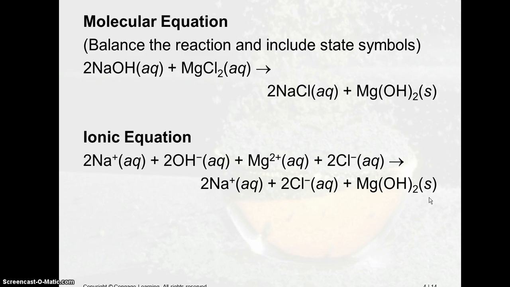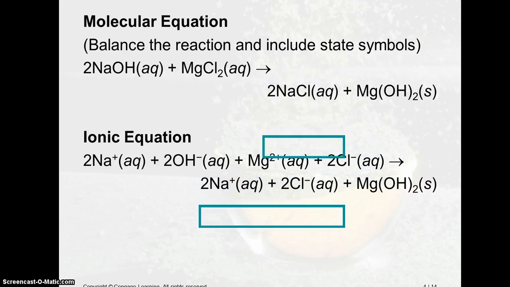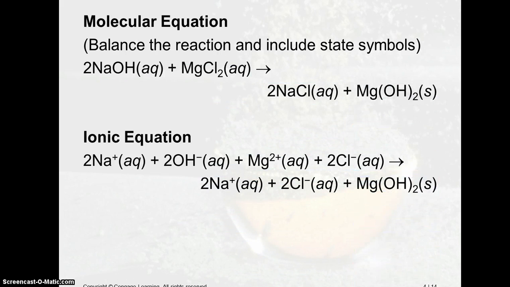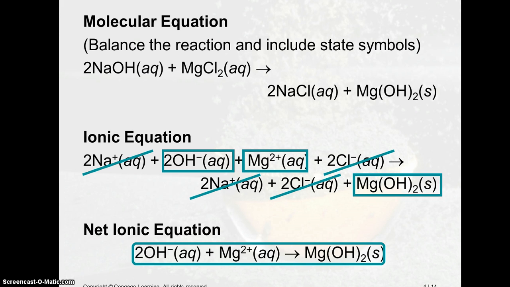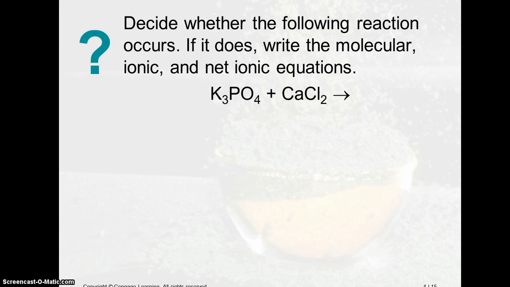And then for the net ionic, which is the most important one, you remove all the spectators, and you're left with just 2OH⁻ plus Mg²⁺ yields Mg(OH)₂, which is a solid. Again, you can sort of review the next couple of slides to see if you're on the right track.